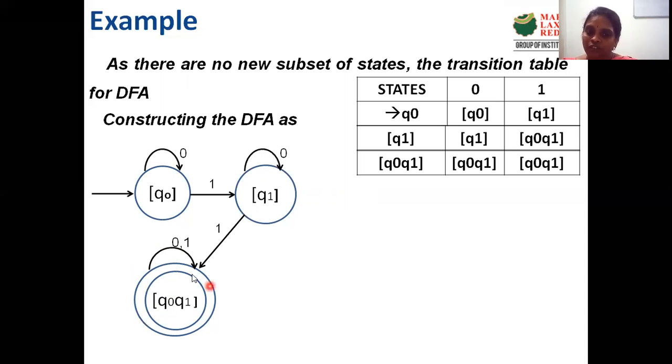And if we observe the final state here, the final state of the NFA is Q naught, and here the subsets of states containing Q naught will be marked as final states of the DFA. So this is one of the final states, and Q naught is also one of the final states, where this is the equivalent DFA that is obtained for the given NFA.